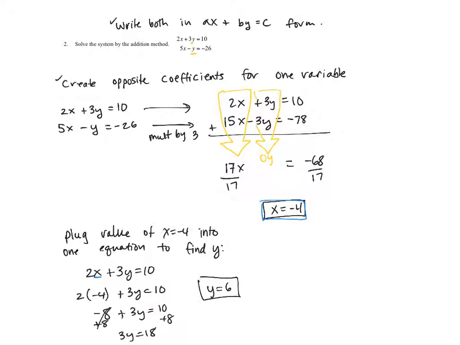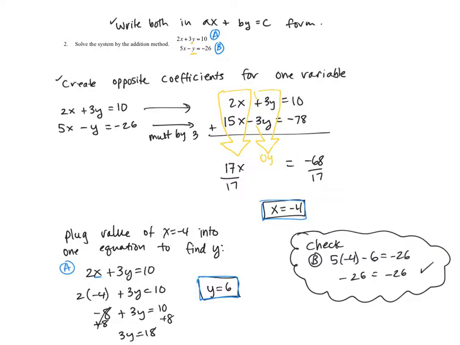And we just did the same problem, so I know it checks out, but if this had been a different problem, I would just check it. Since I put this into my first equation, then you just want to check in the other equation. So to check, you would just put it into 5x minus y equals -26. Put both your x and your y values in and make sure that it is a true equation. All right, so our solution, -4 for the x and 6 for the y, so it's an ordered pair.